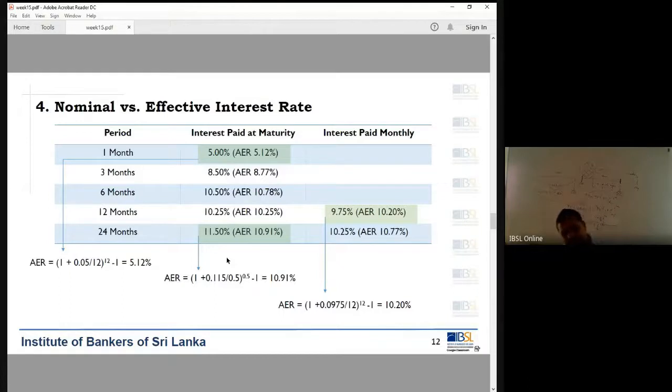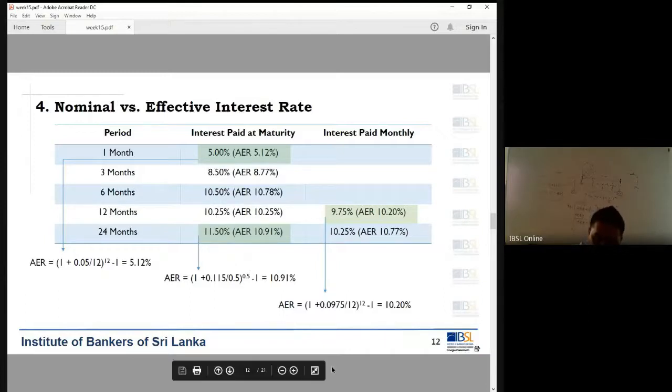That means you take the first year's interest of 10.91% and multiply that again by another 10.91%, which will give you a return of 11.1. Look at the 12 months example here. 10.25, 10.25. What can you see here? Interestingly, at 12 months, you don't have an annual equivalent rate. It is going to be the same.